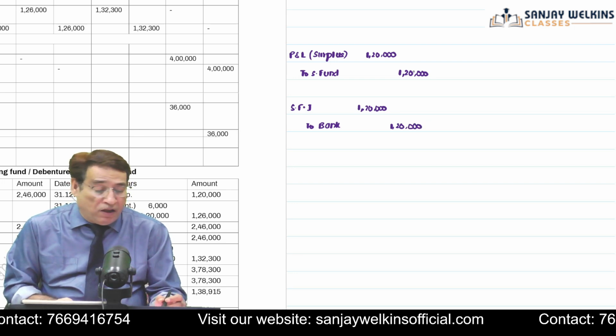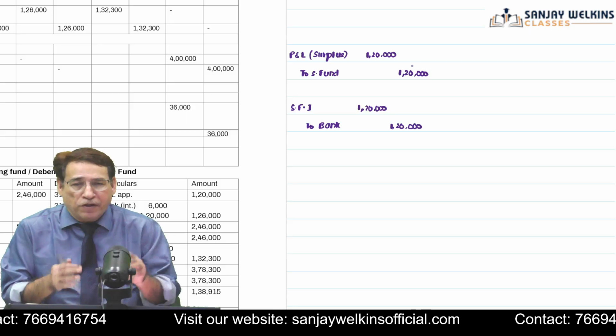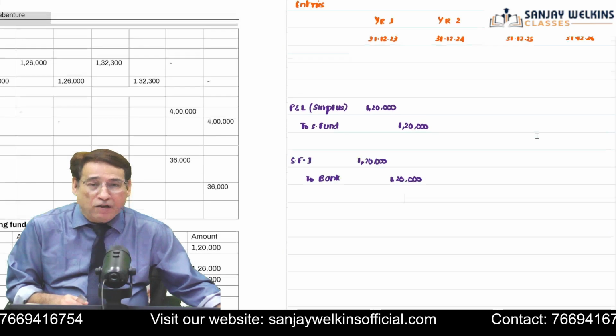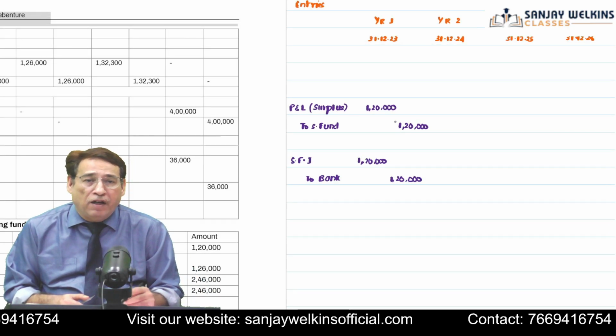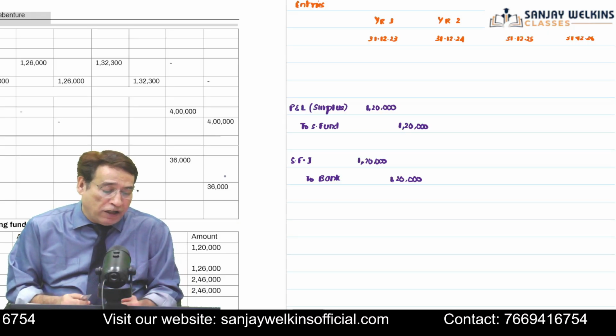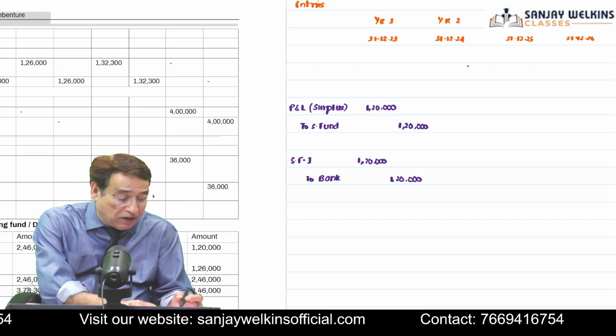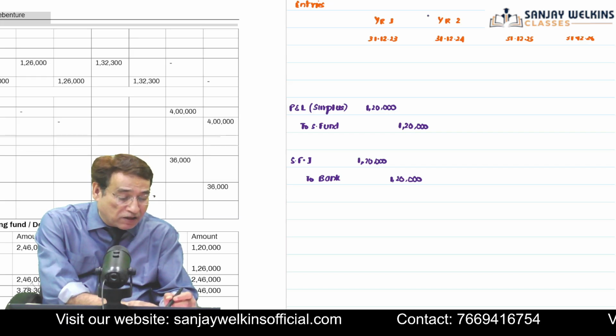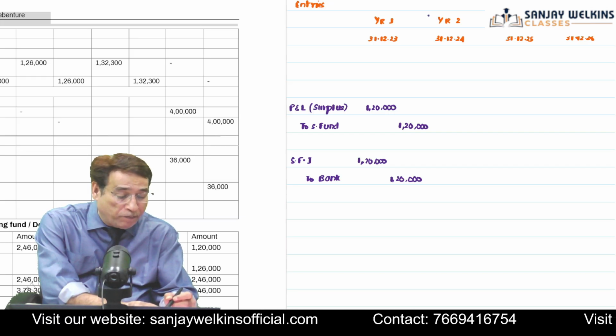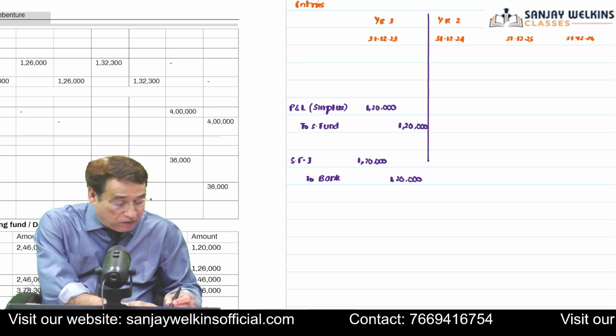The first entry is for appropriation of profit. That means some part of the profit will be appropriated and it will be transferred to sinking fund. And then you are going to invest this particular amount. Is it clear to you or not? So as far as the first year is concerned, entries are over. Now we move over to the next year.